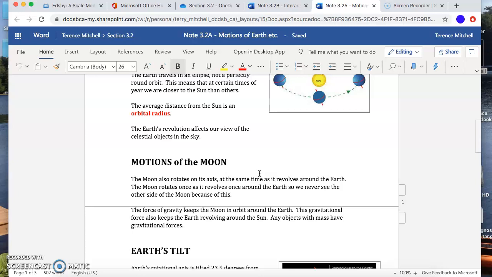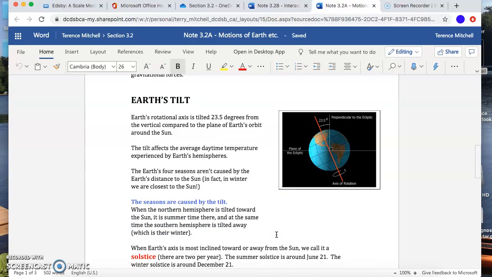It also orbits around the Earth. It revolves, and that takes 30 days as well. Because both the rotation and revolution of the moon take 30 days, we only ever see one side of the moon. That's right, every time you've looked at the moon, you've only ever seen one side of it. You've never seen the back side.